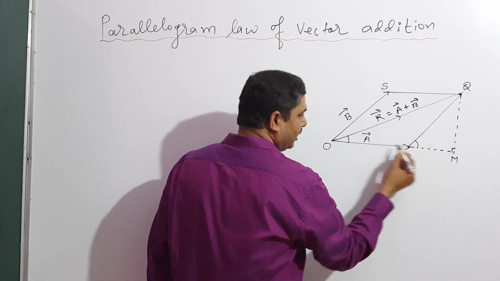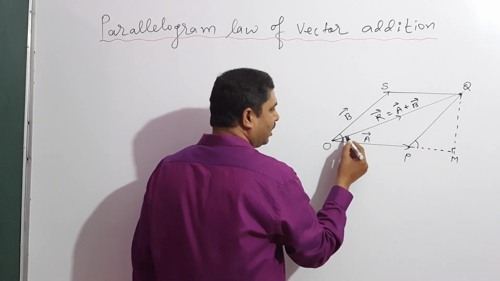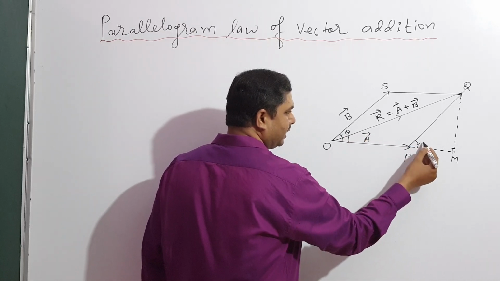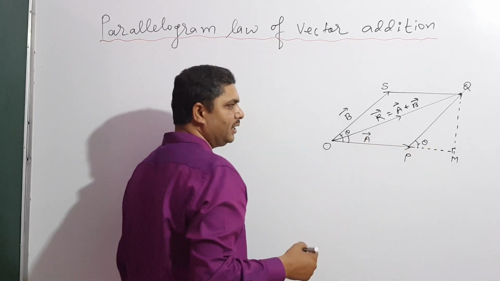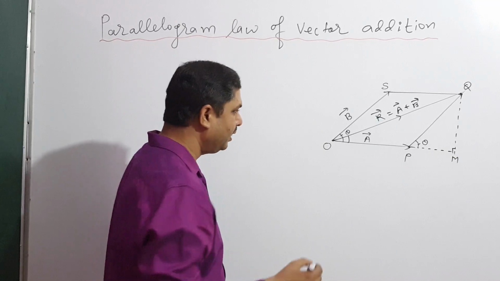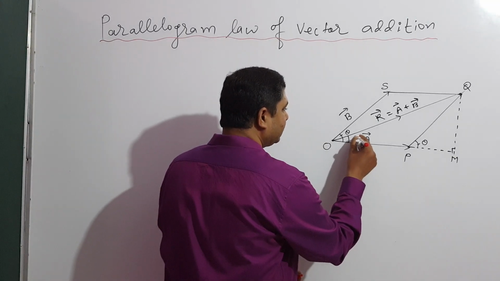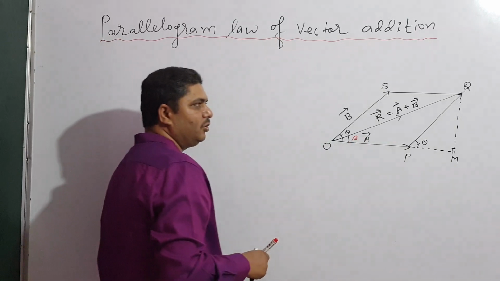This angle and this angle are the same because this is angle theta and this is angle theta, corresponding angles of a parallelogram, and this is the angle beta, that is the angle for the resultant, which you have to find.